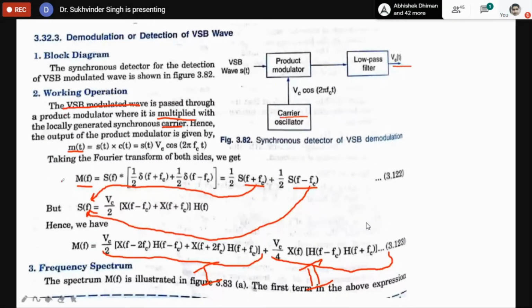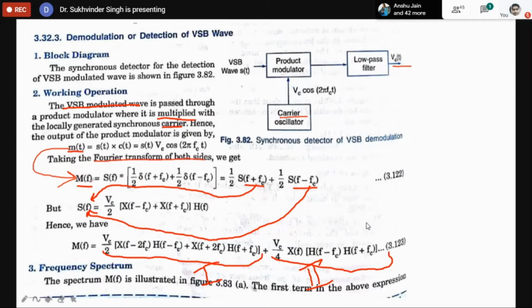So the working operation for the vestigial sideband modulation is given here. m(t) is the message signal in time domain analysis. c(t) is our carrier. s(t) is the modulated signal. So the modulated wave will be the product of the message signal and the carrier wave, and this after Fourier transform can be converted into frequency domain analysis by expression 3.12.